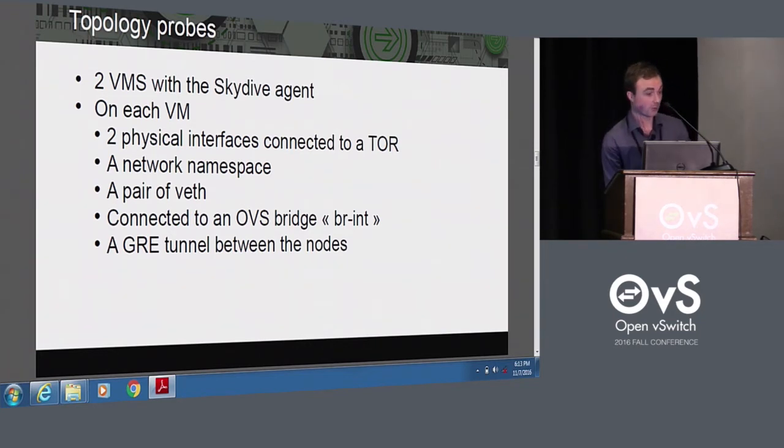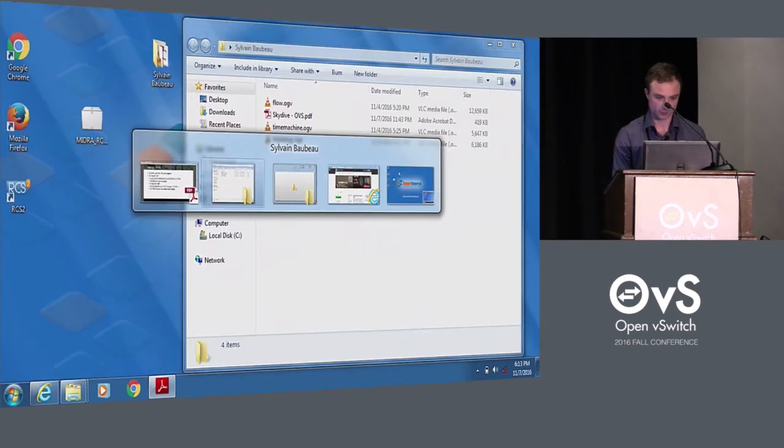In this case, we have two VMs with a Skydive agent. On each VM, they have two physical interfaces connected to a top-of-rack switch. We create a network namespace and a pair of VETH. One VETH is connected to an OVS bridge. And finally, we have a GRE tap interface for a tunnel between the nodes.